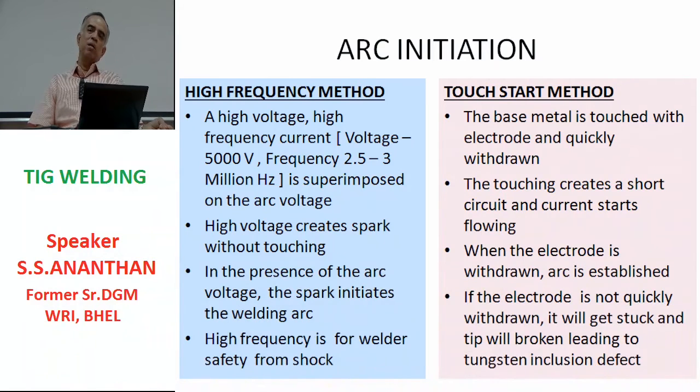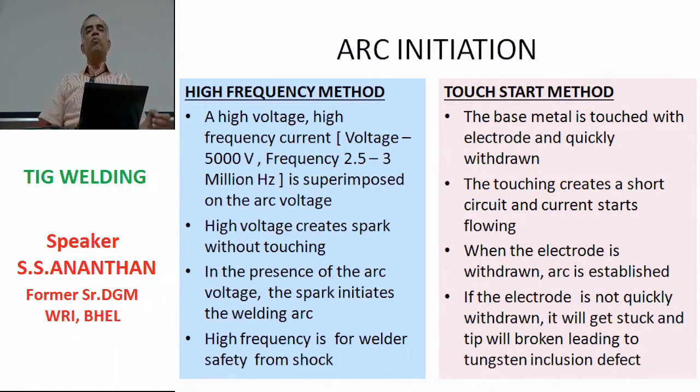Now in this method, a high frequency unit is connected to the power source. Now the high frequency system basically gives a high voltage at a very high frequency. A high voltage is in the order of about 5000 volts, and the frequency of this particular current is about 2.5 million cycles per second, which is a very high frequency. Remember, the frequency of the current in our household and the industry is 50 cycles per second or 50 hertz, and here we are talking about 2.5 million hertz.